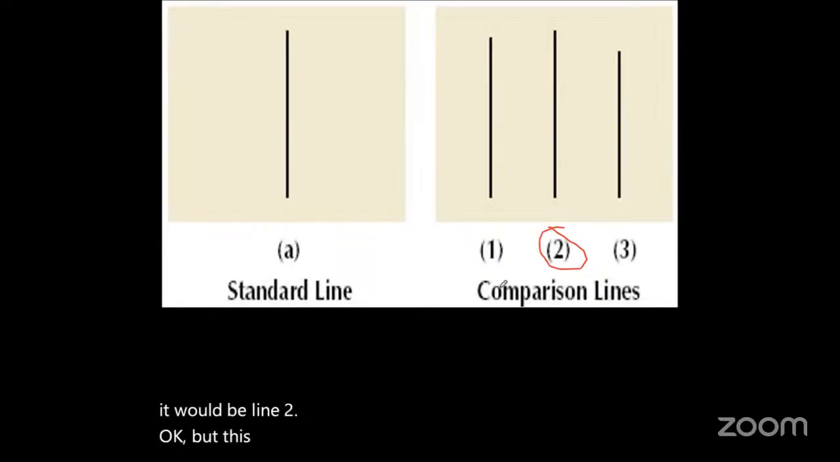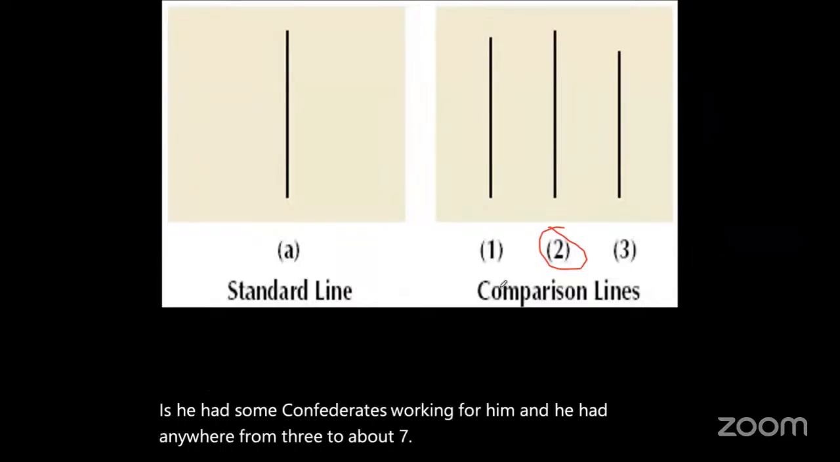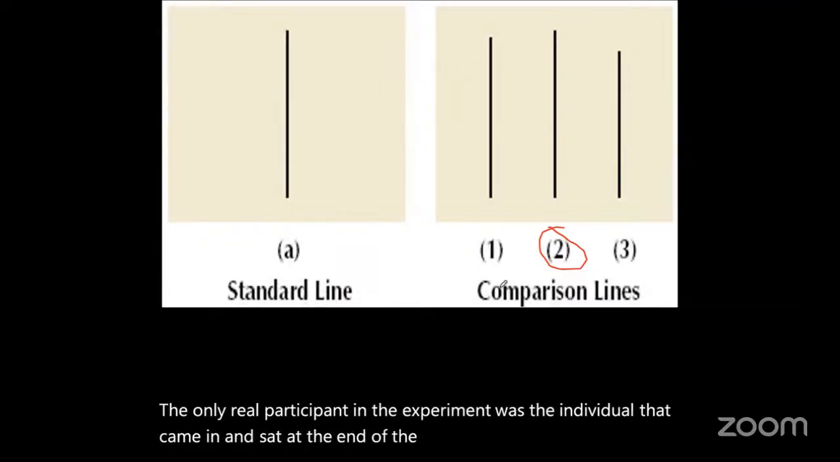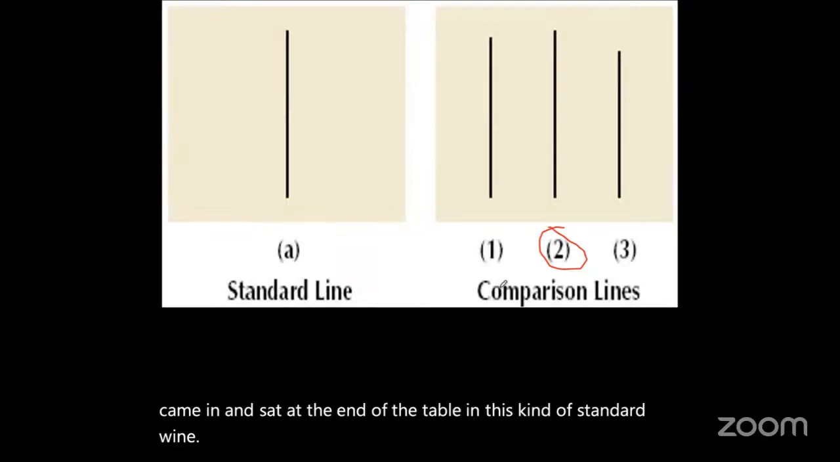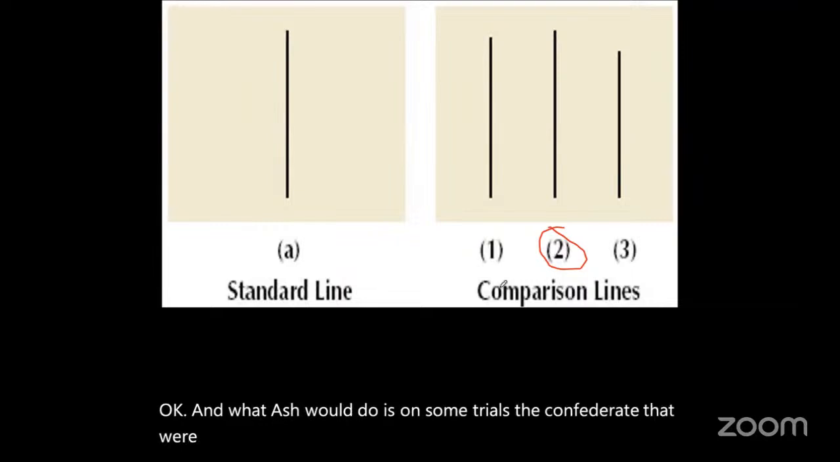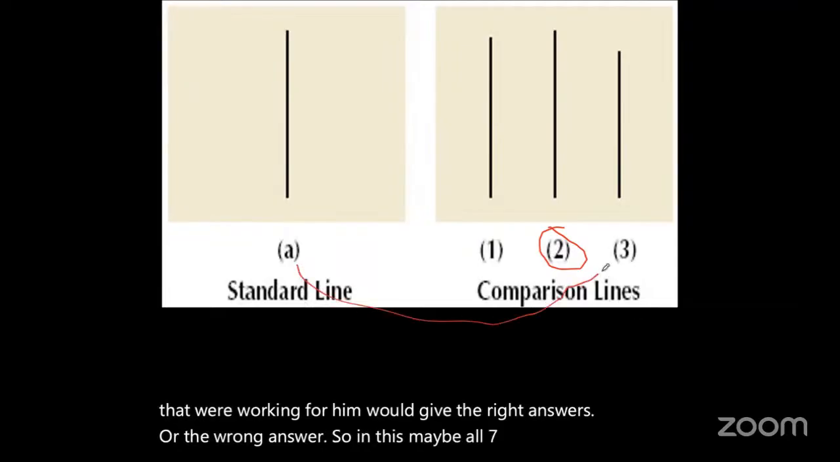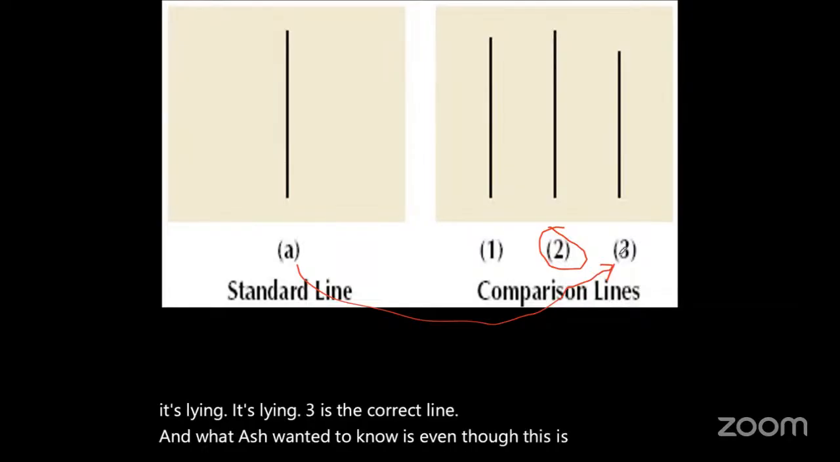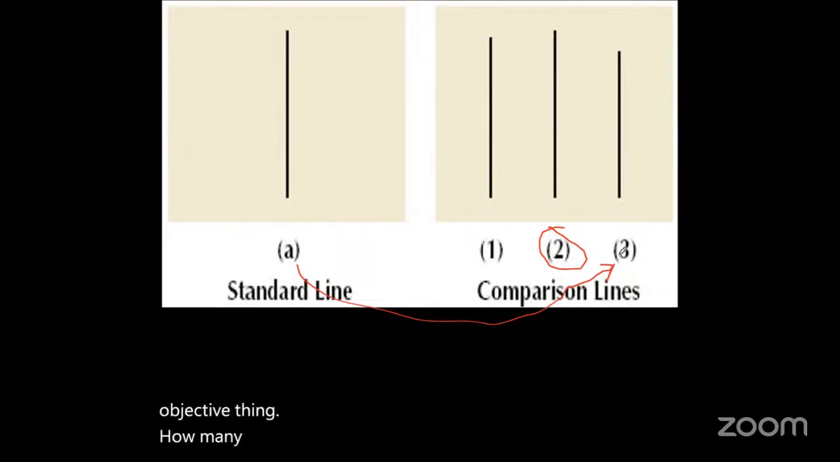But this is what Asch did: he had some confederates working for him, anywhere from 3 to about 7. The only real participant in the experiment was the individual who came in and sat at the end of the table. On some trials, the confederates would give the right answers or the wrong answers. So maybe all 7 confederates say, no, line 3 is the correct line. Asch wanted to know, even though this is an objective thing, how many people would agree with the group even though they're giving the obviously wrong answer.